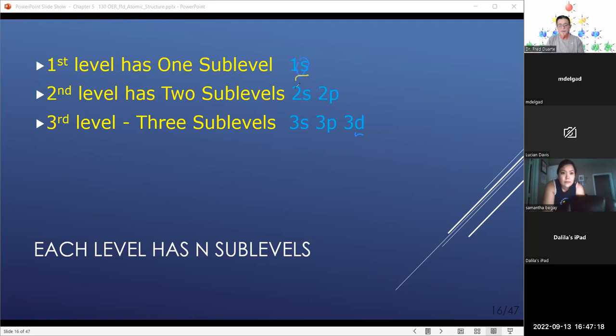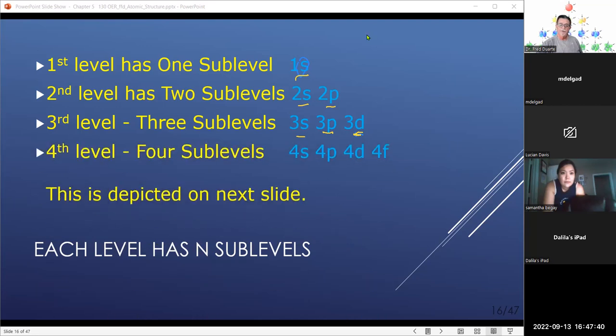Everybody has the S orbit. There's a 1S, 2S, and 3S. Starting with the 2, we introduce the P. So down the road from 2 to 7, they all have the P. So you have the 3P. It is at the third energy level that we bring in the D orbit.